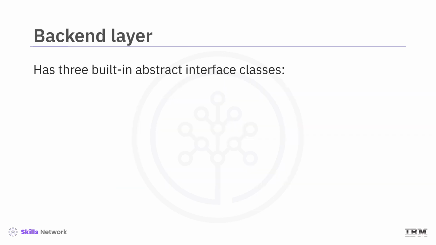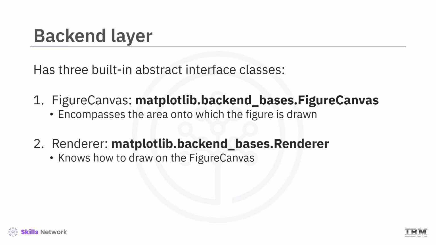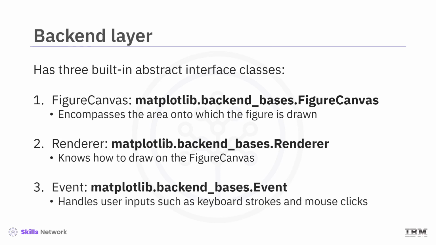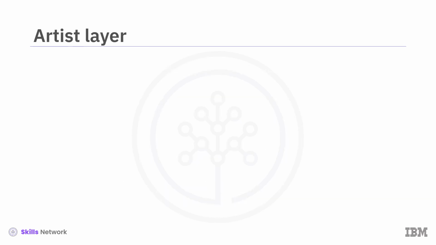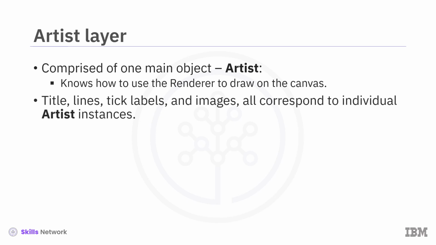The back-end layer has three built-in abstract interface classes. FigureCanvas defines and encompasses the area on which the figure is drawn. Renderer, an instance of the renderer class, knows how to draw on FigureCanvas. Event handles user inputs such as keyboard strokes and mouse clicks. The artist is the object that knows how to take the renderer and put ink on the canvas. Everything you see in a Matplotlib figure is an artist instance. The title, the lines, the tick labels, the images, and so on all correspond to an individual artist.